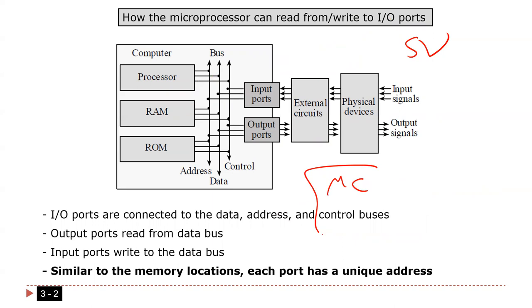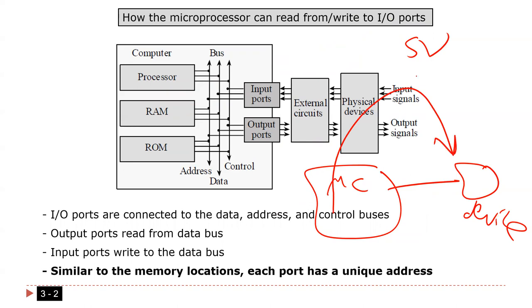We have a microcontroller and you connect a device here, whatever the device is. If the microcontroller has to write to the device, this is called an output device. If the microcontroller is going to read the value from the device, it's called an input device, okay? For example, an LED: I have to write to the LED in order to turn it on or off. The seven segment: I have to write to it in order to display number seven, number eight, whatever. LCD, I have to write to it.